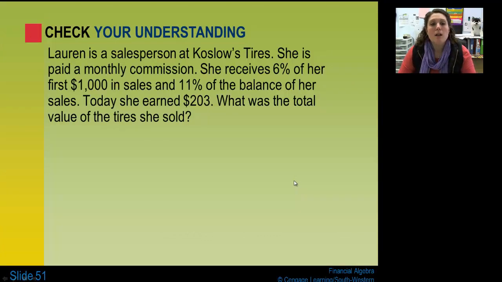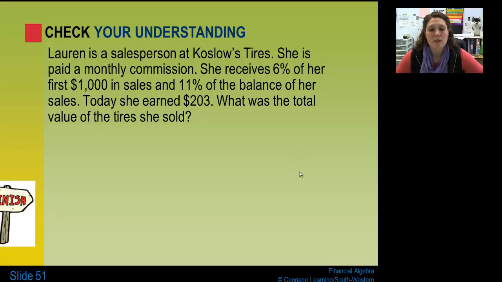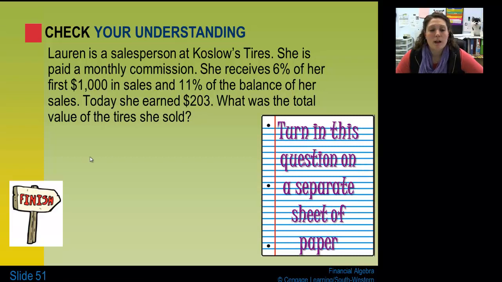Check your understanding. Lauren is a salesperson at Coslow's Tires. She is paid a monthly commission. She receives 6% of her first $1,000 in sales and 11% of the balance of her sales. Today she earned $203. What was the total value of the tires she sold? You actually need to go ahead and finish this problem and turn in this question on a separate sheet of paper. This is just like the previous example. The only difference is the amount of commissions and her values, but the setup for this problem is going to be exactly the same as the previous problem.